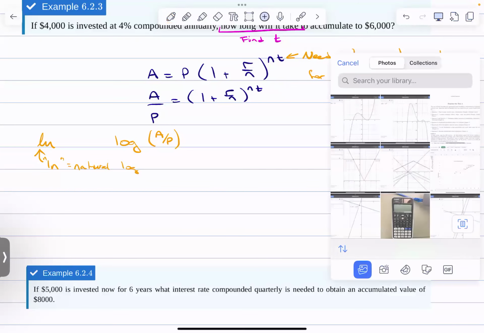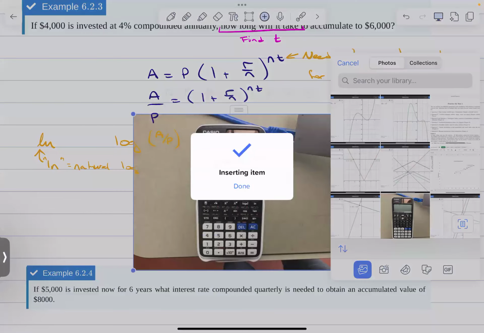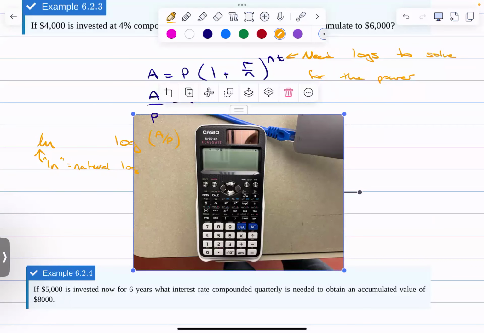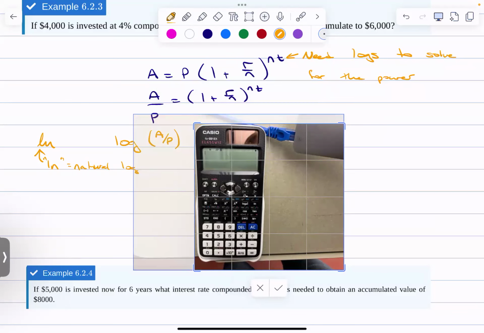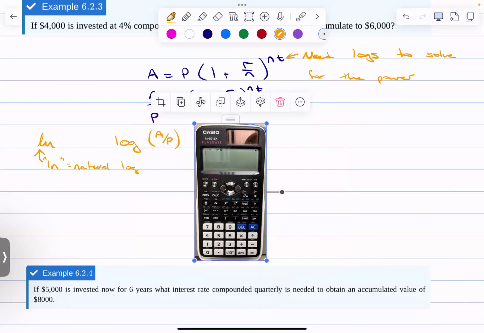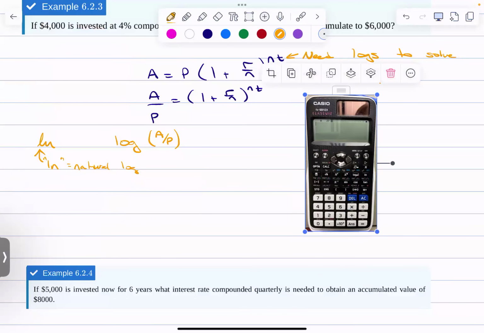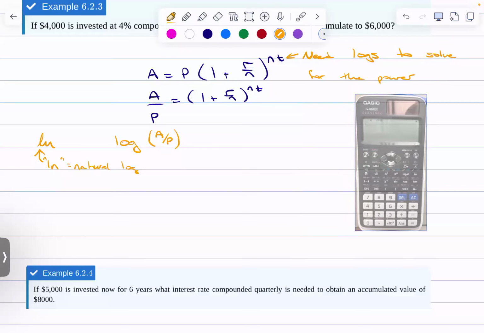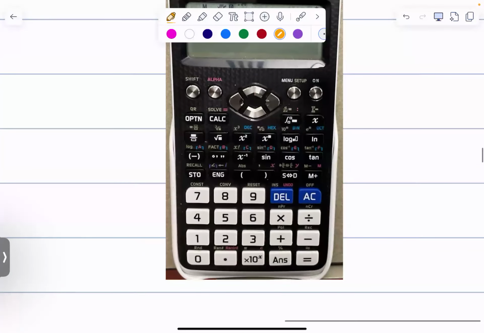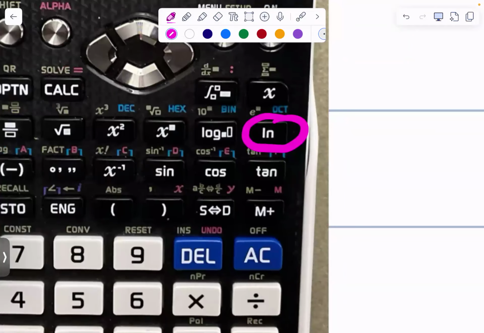I have a picture of my calculator from the last time that we used it. Let's see here. Where can I put this thing? It's too big. Okay. So here, the buttons that you're looking for will look something like this. You know what? Let's just use the LN button because it's a little bit cleaner.